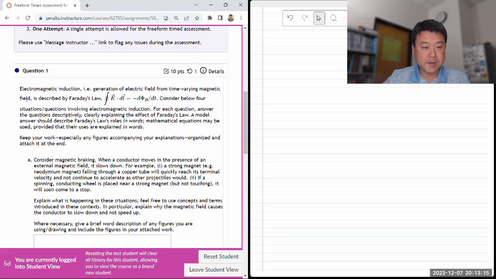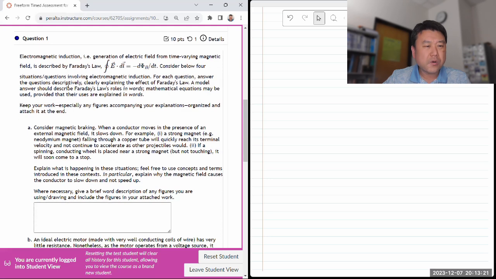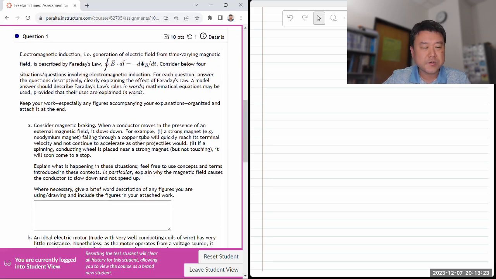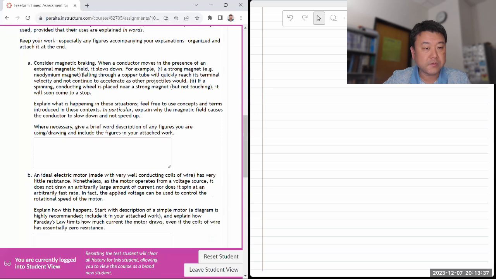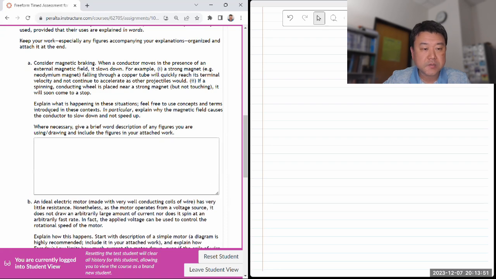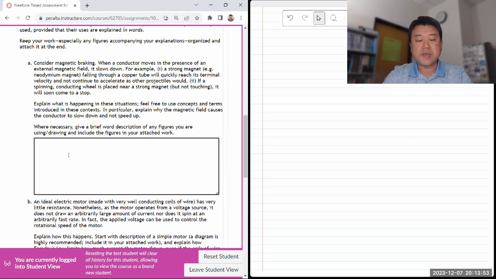Okay, so electromagnetic induction is Faraday's law, a conservation law for situations. This is a question with a lot of word description, so I'll do that. If a figure is necessary, I'll draw that here. The answer is descriptive, explaining Faraday's law. The model answer should describe in words magnetic braking, when a conductor slows down, for example, if spinning, comes to a stop. I have videos of that to help you. So the key concept and term introduced in this context is eddy current.